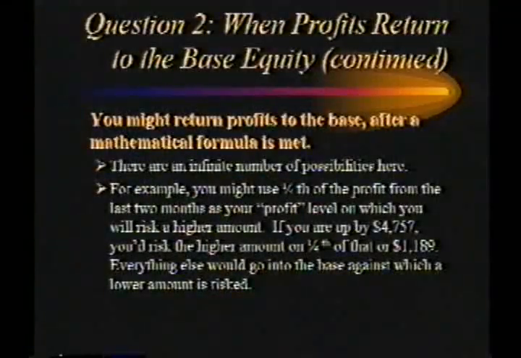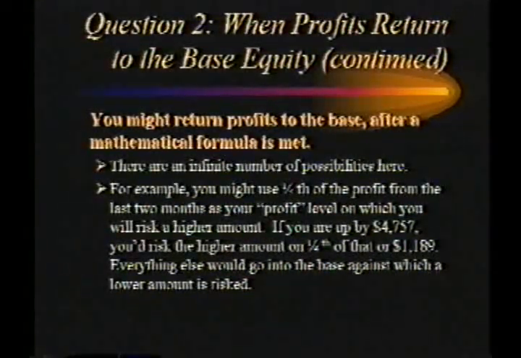However you define it. And lastly, there's probably an infinite number of mathematical formulas that you might use to apply to this. For example, you might say, I'm going to use a fourth of the profit from the last 2 months and call that the money that I'm going to risk the higher percentage, and then everything else is the base equity. So in that particular case, it would be how many months and what percentage of it would be the mathematical formula. So you can see there's an infinite number of possibilities for how you could do this. And it all has to be designed around how you want to use position sizing to meet your objectives, which is our main criteria.